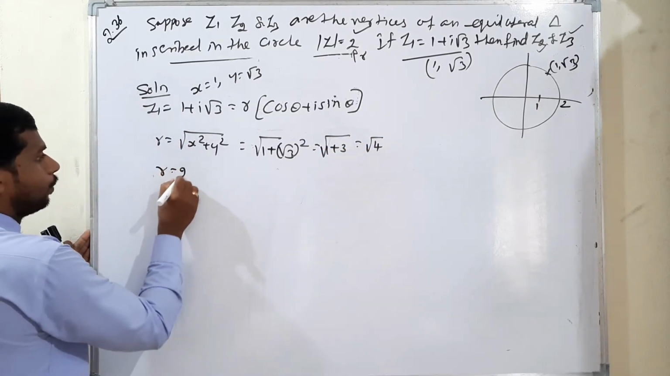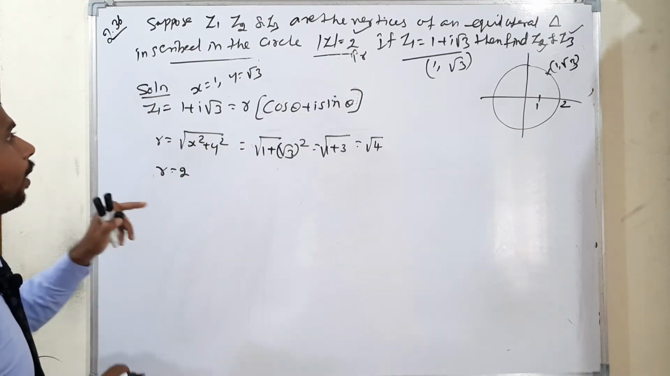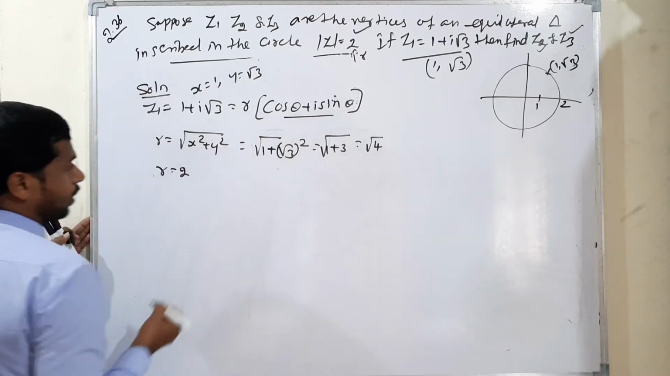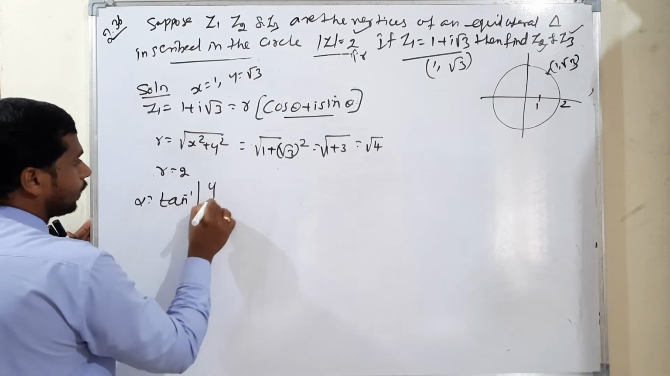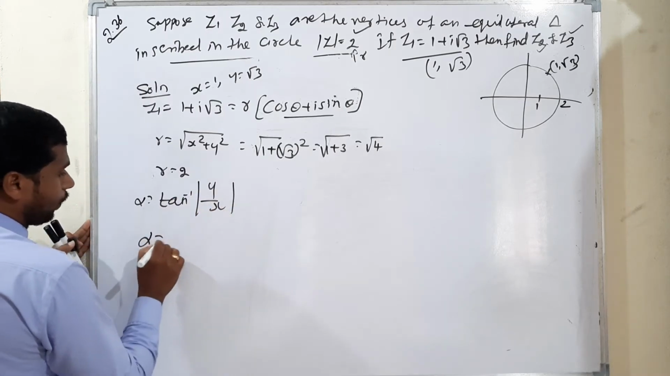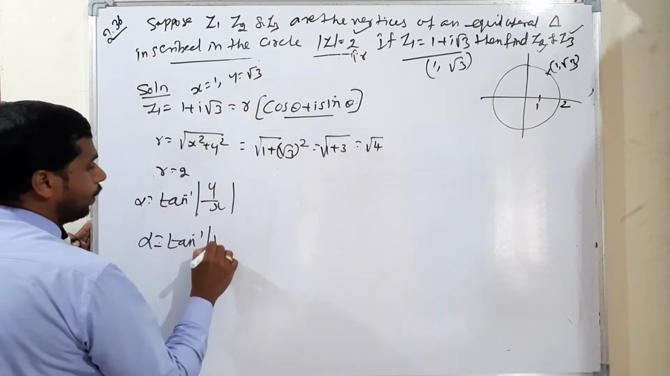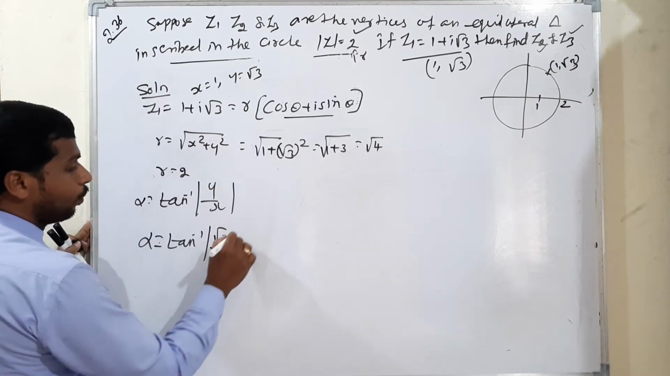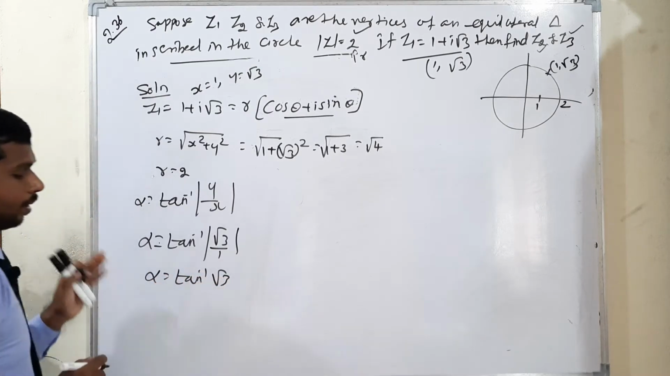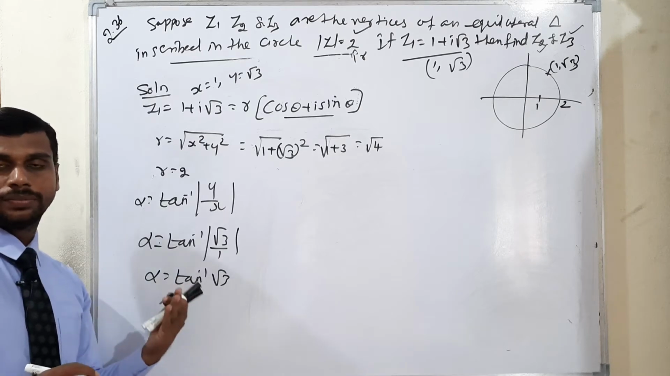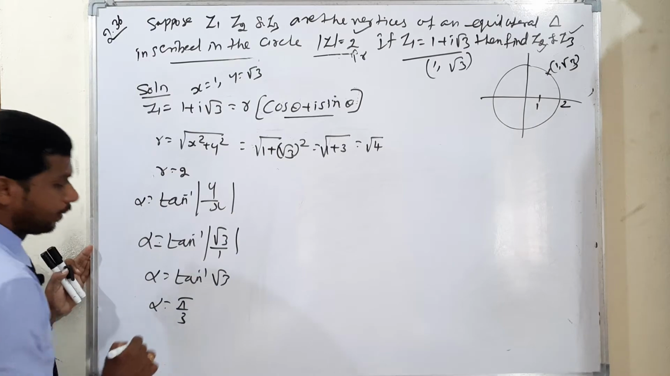Therefore, the r value will be 2. See, the radius will be 2. The first condition is clear. Then we will move on to find theta. Theta means alpha is equal to tan inverse modulus of y by x. So, alpha is equal to tan inverse of modulus of y, whose value is root 3, and x value is 1. Therefore, alpha is equal to tan inverse root 3. So, tan 60 means pi by 3, isn't it? Therefore, alpha is equal to pi by 3.